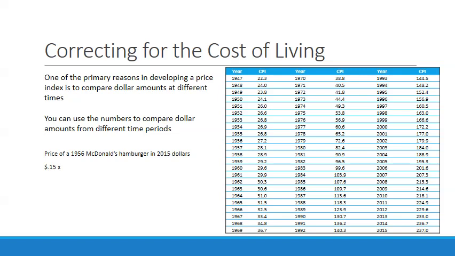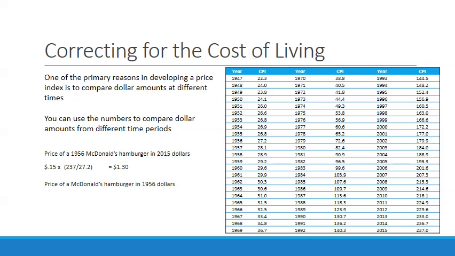So in 1956, a McDonald's hamburger was 15 cents. We're going to multiply that times, and what we'll do is we'll take 237, which is our current year that we're using, so that's 2015's price index, divided by 27.2, which is the 1956 price index. And so what's going to happen is that's going to equal out to $1.30. So when we take 237 divided by 27.2, and then we multiply that by 0.15, so that's 15 cents, what we get is $1.30.